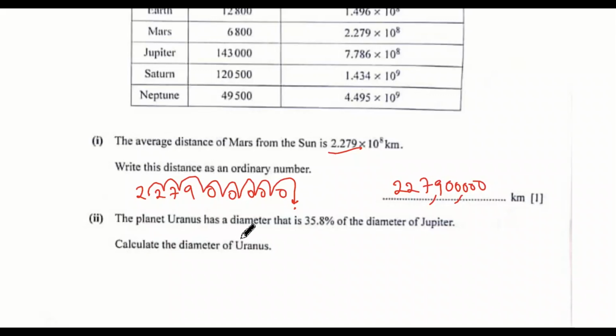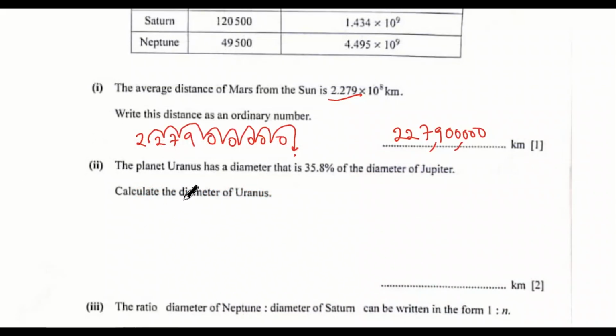Calculate the diameter of Uranus. So we can get our answer from this sentence, that is, the distance of Uranus is 35.8% of that of Jupiter, the diameter of Jupiter. So we can say the distance of Uranus, let's say U, will be equals to 35.8%, that is over 100, then multiply by the diameter of Jupiter.